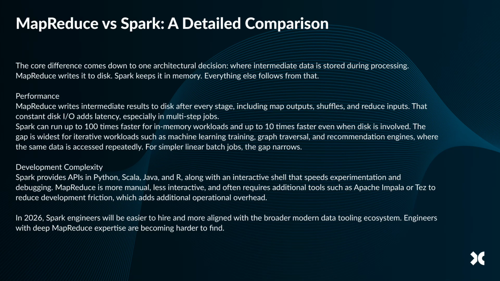Development complexity. Spark provides APIs in Python, Scala, Java, and R, along with an interactive shell that speeds experimentation and debugging. MapReduce is more manual, less interactive, and often requires additional tools such as Apache Impala or Tez to reduce development friction, which adds additional operational overhead. In 2026, Spark engineers are easier to hire and more aligned with the broader modern data tooling ecosystem. Engineers with deep MapReduce expertise are becoming harder to find.